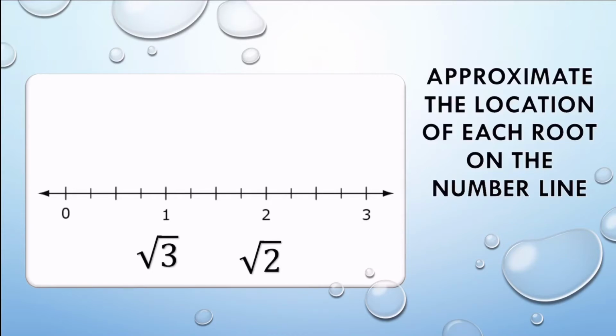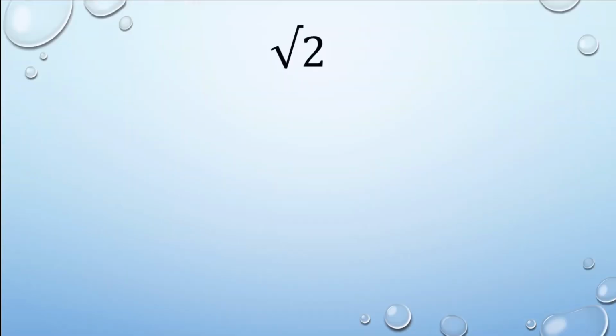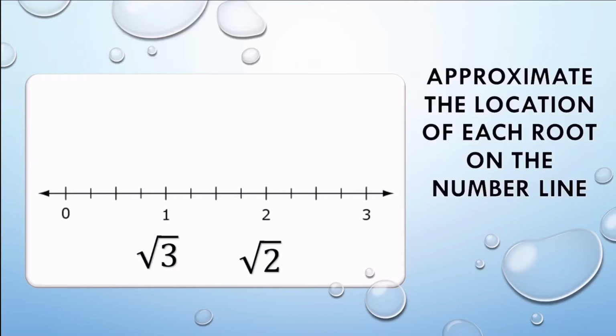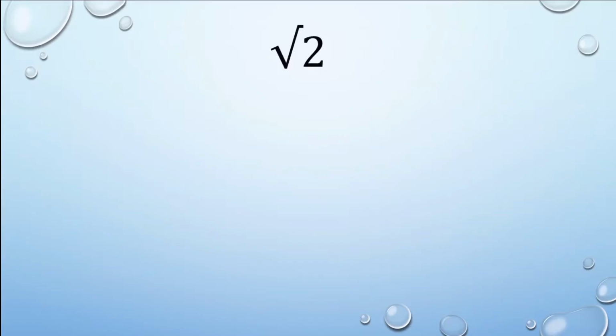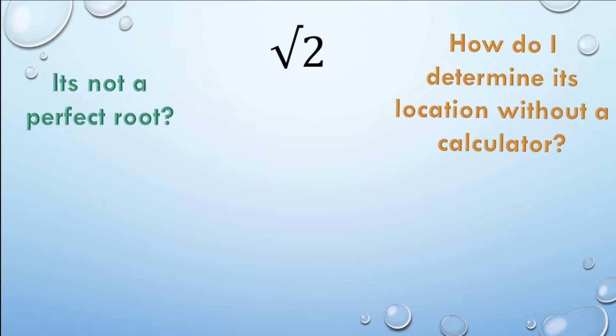So there's a couple steps that we can do to figure this out, but what's required is that we still understand things. So let's go back. We're going to approximate the square root of 3 and the square root of 2. So let's start with the square root of 2. It's not a perfect root, meaning there's nothing times itself that gives me 2. The only thing that gives me 2 is 1 times 2, okay? But how do I determine where it is without a calculator?